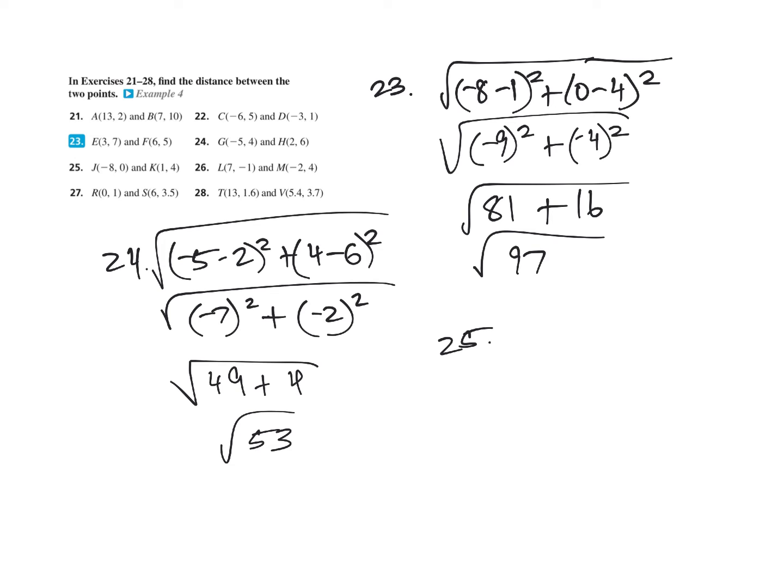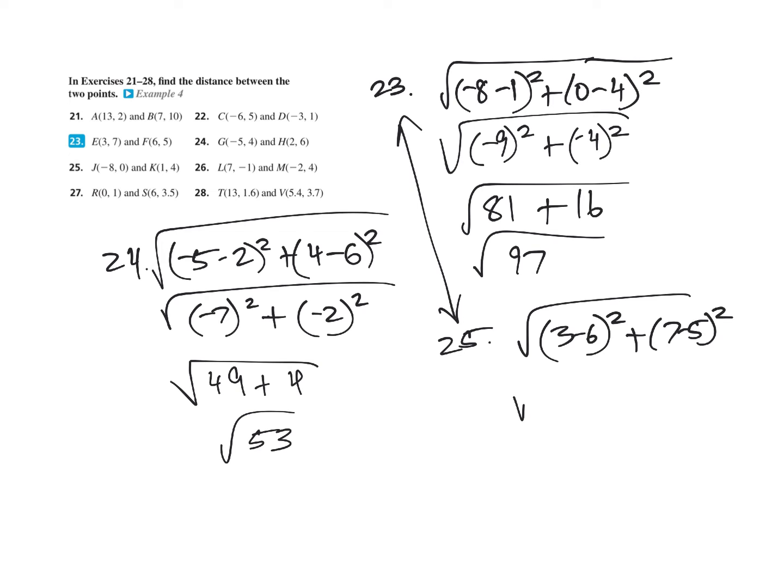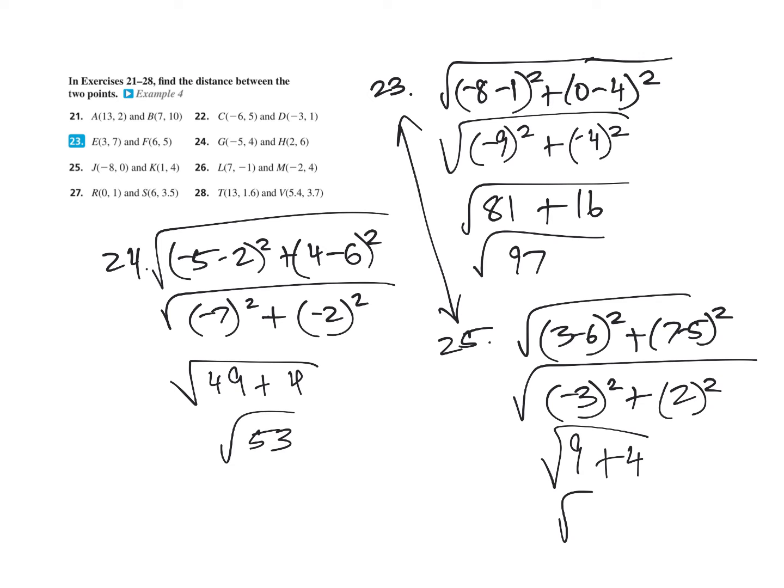And I did 25 actually in place of 23. So let's do 23 now. 3 minus 6 squared plus 7 minus 5 squared. So we get negative 3 squared plus 2 squared. That's 9 plus 4. Don't forget your square root. That's square root of 13. So 23 is the square root of 13.